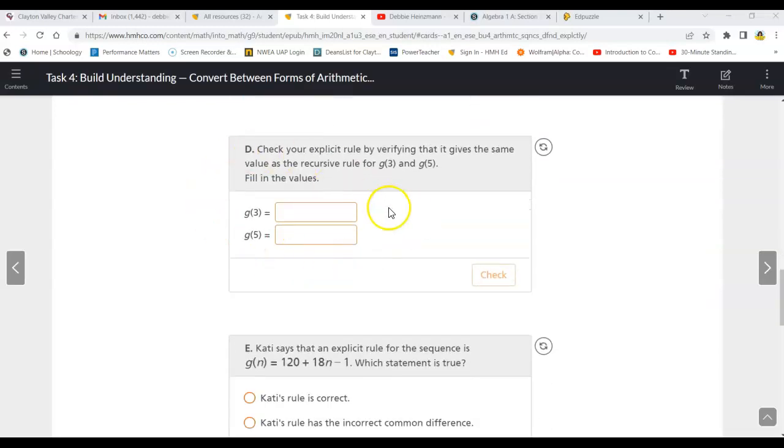And last but not least, D: check your explicit rule by verifying that it gives the same value as the recursive rule for G of 3 and G of 5. Please recall that all this means is that we are going to substitute 3 for x, and then we're going to substitute 5 for x. Okay?